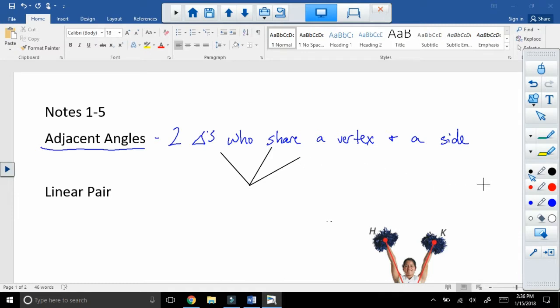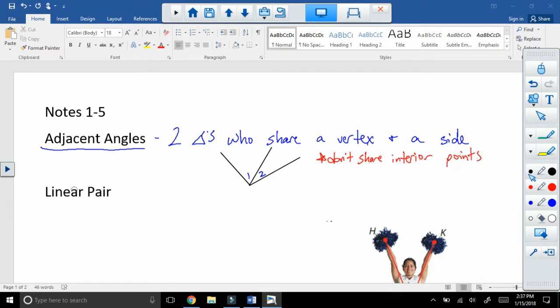But what they're not going to do is they're not going to overlap. So this angle 1 and this angle 2 would be considered adjacent angles. They share this side and they share that vertex, but they don't share any points on the interior. If you want to just maybe make a little note of that, they don't share interior points. They don't overlap each other, if you will.